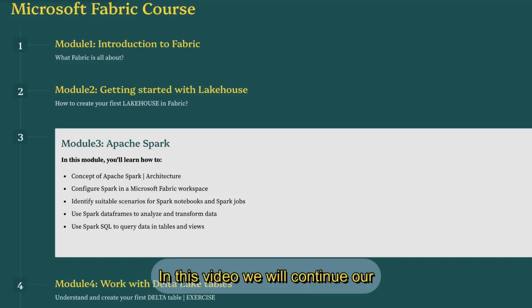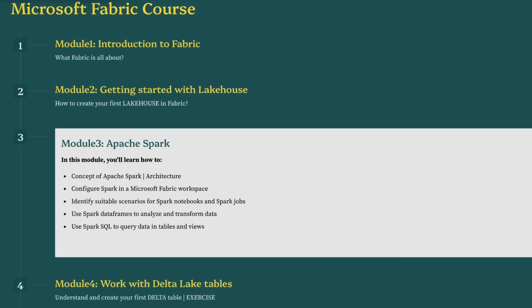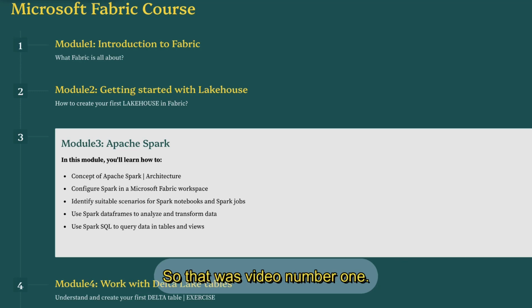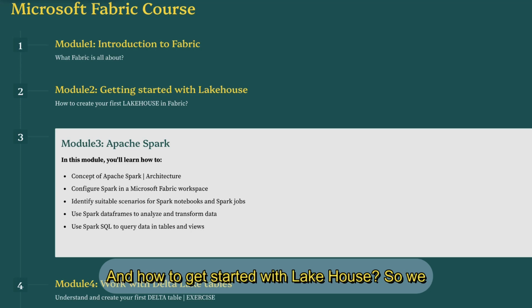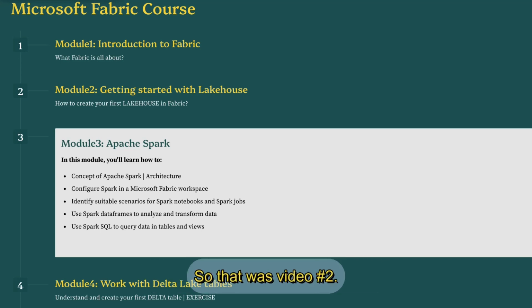In this video, we will continue our Microsoft Fabric playlist. Till now, we have talked about introduction to Microsoft Fabric, where we talked about the interface part, how many experiences do we have, how to configure and how to play around with all these experiences. So that was video number 1. In video number 2, we talked about the concept called Lakehouse and how to get started with Lakehouse. So we discussed the concept and then we tried to create our first Lakehouse in Microsoft Fabric. So that was video number 2.